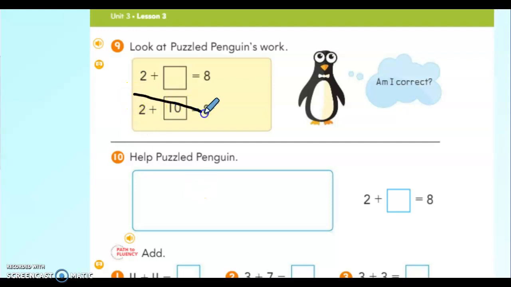Yep, I think you're right. He's not correct there because 10 and 2 more would be 12. I think he took 2 plus 8 and he put it in the box, but that's not correct. So let's draw the dots to help him find the right answer.